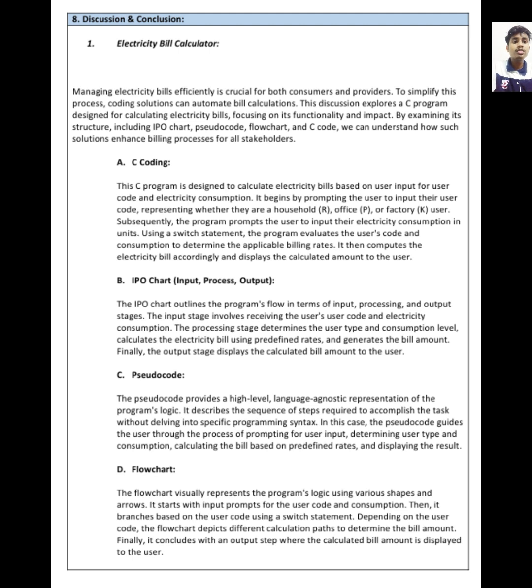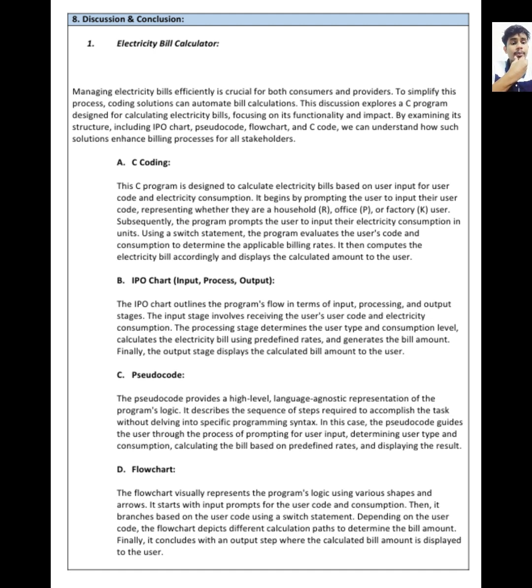Now we're going to discuss C coding, the IPO chart and code, and the flow chart. Firstly, we're going to discuss C coding. The C program is designed to calculate electricity bills based on the user input for user code and electricity consumption. It begins by prompting the user to input their user code, whether they are household, office or factory user. Using a switch statement, the program evaluates the user code and consumption to determine the applicable billing rates. It then computes the electricity bill accordingly and displays the calculated amount to the user.